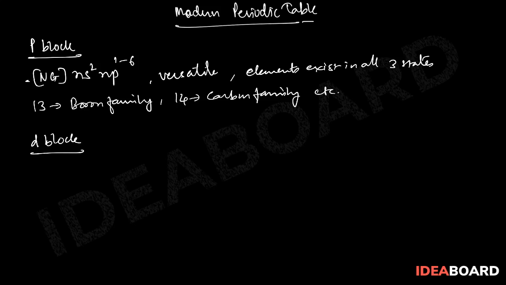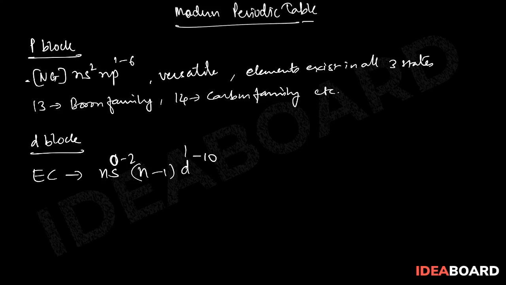So elements in which the outermost shell and penultimate shell are incompletely filled, and the differentiating electron enters into the d subshell of the penultimate shell, are called d block elements. So here the electronic configuration is ns1 to 2 and (n-1)d1 to 10. Even ns0 to 2 we would write, because there is an exception of platinum which has ns0 (n-1)d10. So this is the general electronic configuration.